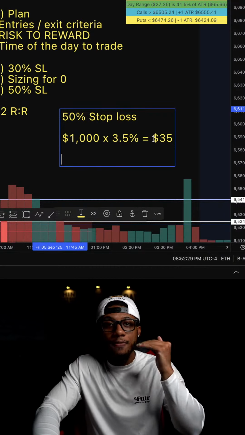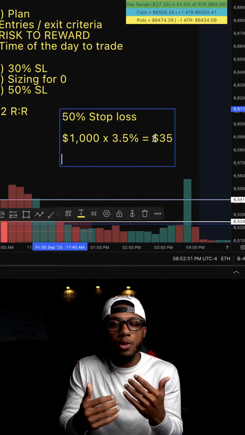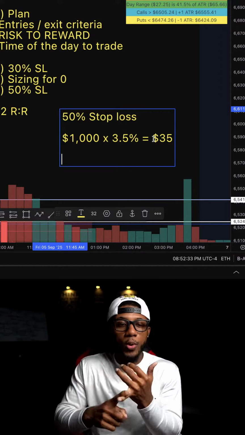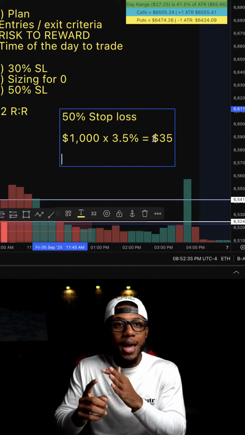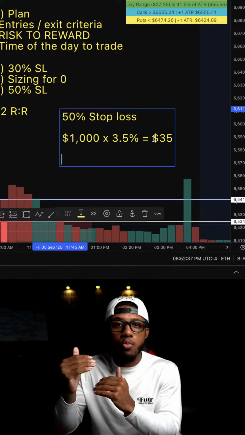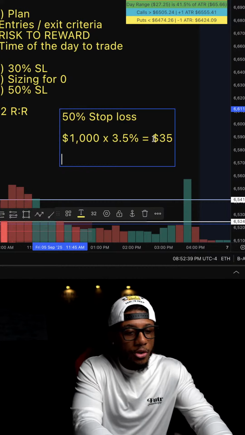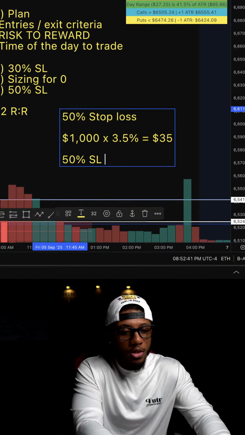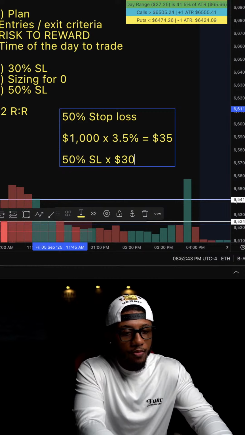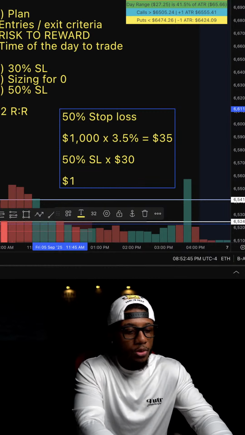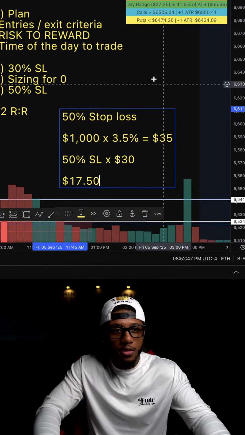And when you have a 50% stop loss, what a stop loss is basically telling Webull, Robinhood, Thinkorswim is, hey, I'm ready to get out of the trade. This is the most I'm willing to lose. So in this scenario, I would have a 50% stop loss on my $35, which means I'm okay with losing $17.50.